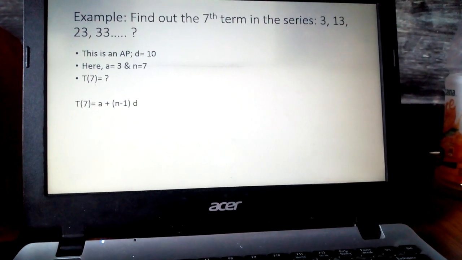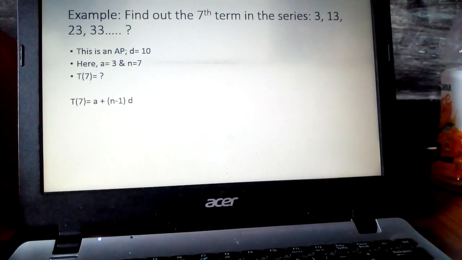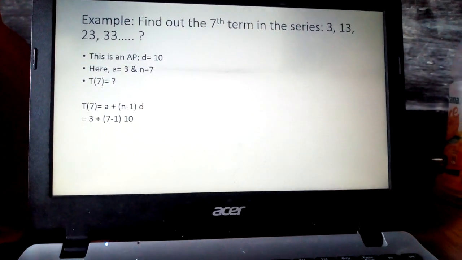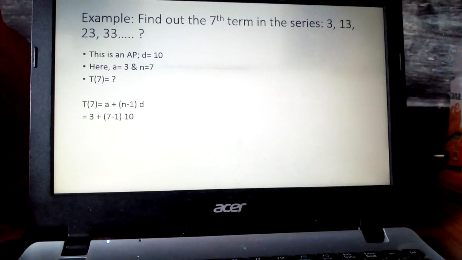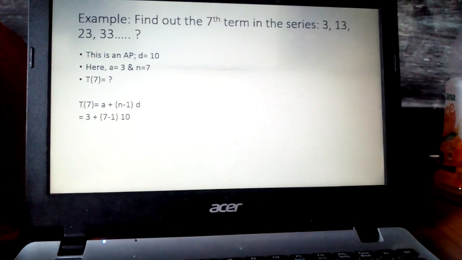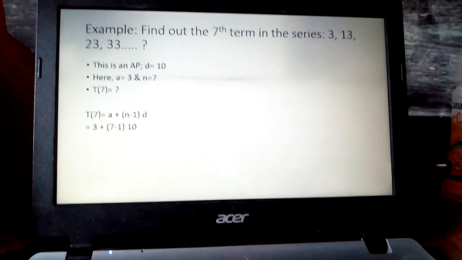So we have seen the formula. T7 should be equal to A plus (N minus 1) D. We have already discussed this formula. Now please have a look again. A, we have already seen that the value has got to be 3. N and D, if you put these values, this is the calculation that you'll have to do.